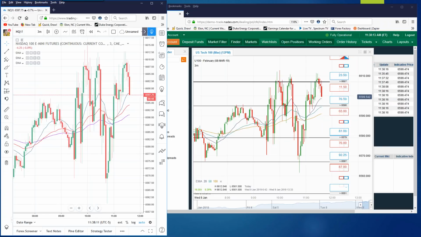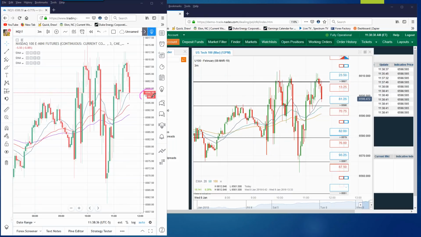Now, if you notice, these moving averages are really giving you the same values as they're giving you over here. The only difference is this is plotting the binary option indicative price. This one is plotting the actual underlying instrument price. Does everybody understand that?